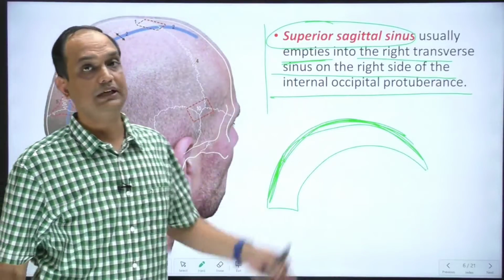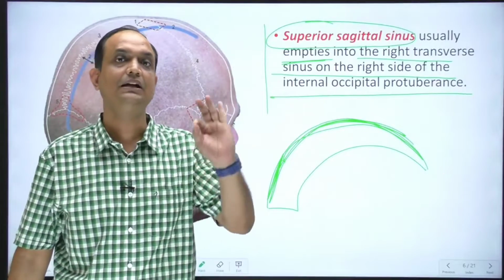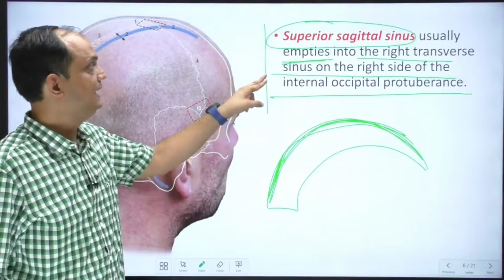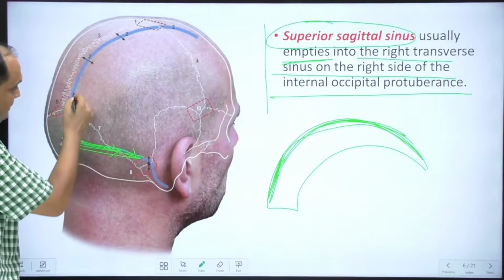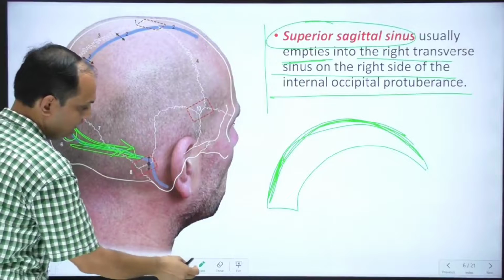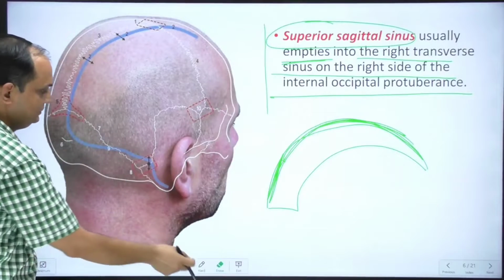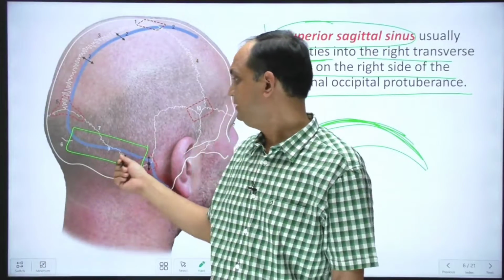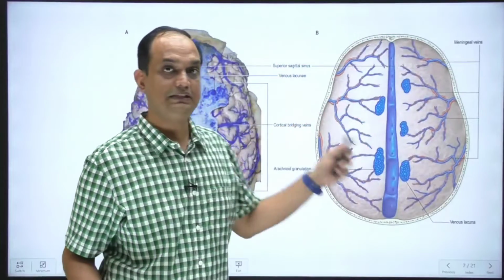So there are two things you have to understand in this slide of the superior sagittal sinus. This sinus is present along the upper border of the falx cerebri, and when it reaches the posterior side, it turns to the right side. This continuation on the right side of the superior sagittal sinus is known as the right transverse sinus. Then this is the cut section.